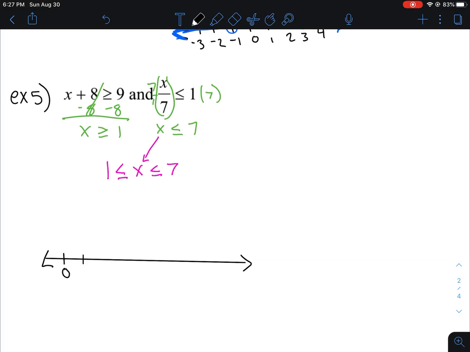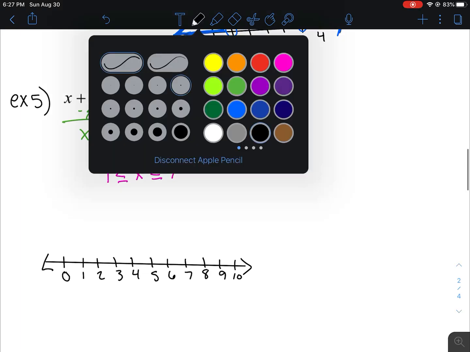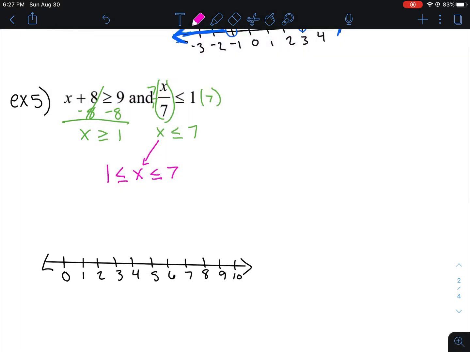Okay, so 0, 1, 2, 3, 4, 5, 6, 7, 8, 9, 10. You could have as many numbers as you want, just enough that you need to have there. So 1 is a closed circle, and so is 7. And then we only shade in the middle, remember, only the middle when we have an and statement.